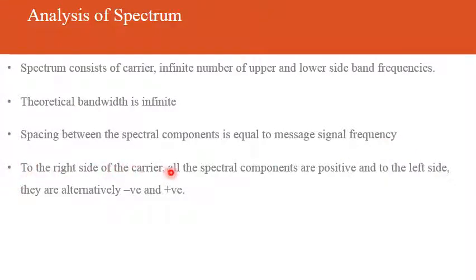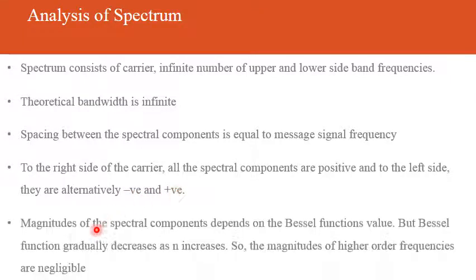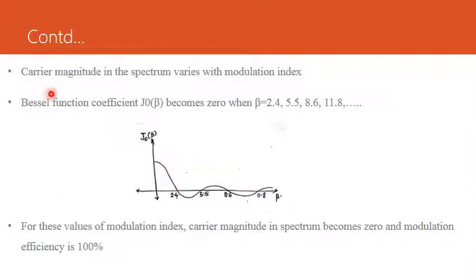To the right side of the carrier all the spectral components are positive, and to the left side they are alternately negative and positive. The magnitudes of the spectral components depend on the Bessel function value, that is Jn of x. But the Bessel function gradually decreases as n increases, so the magnitude of the higher order frequencies is negligible. The carrier magnitude in the spectrum varies with the modulation index.